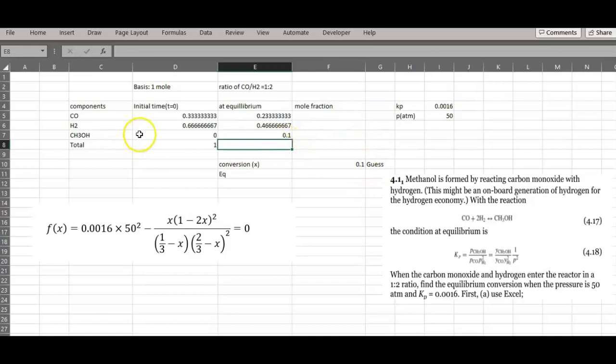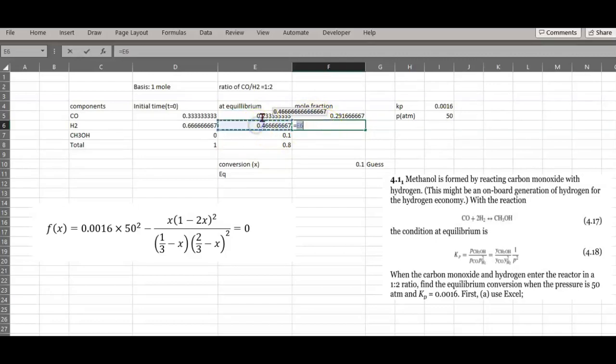Now what will be the total amount? The total amount is this. Then what will be the mole fraction? Mole fraction means individual mole divided by total mole. In a similar way, individual mole divided by total mole gives the mole fraction of hydrogen, and again the same for methanol. If we add all the mole fractions, the total will be 1, right?